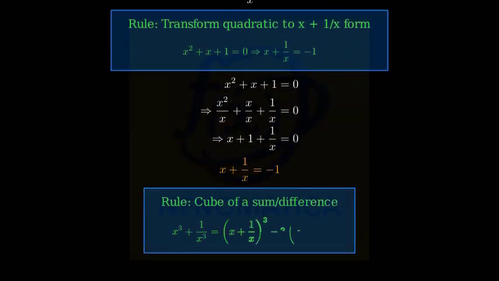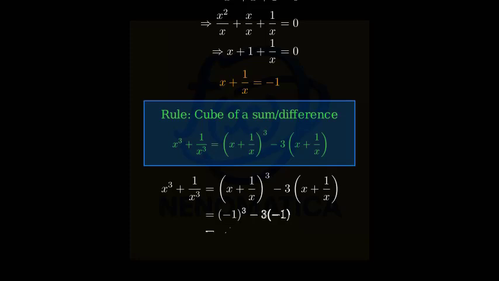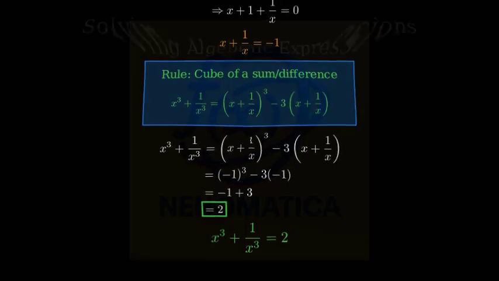There's a useful formula that states x cubed plus 1 over x cubed equals the quantity x plus 1 over x cubed, minus 3 times the quantity x plus 1 over x. This formula will help us because we already know that x plus 1 over x equals negative 1. Let's see how we apply the formula step by step. When we substitute this value into our formula, we get negative 1 cubed minus 3 times negative 1. This simplifies to negative 1 plus 3, which equals 2. Therefore, x cubed plus 1 over x cubed equals 2.